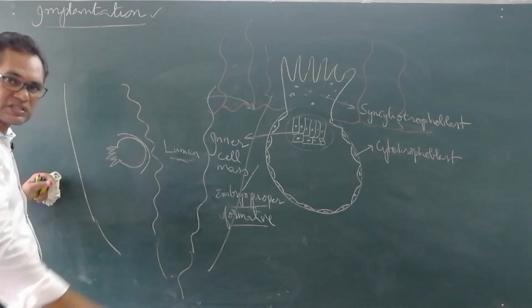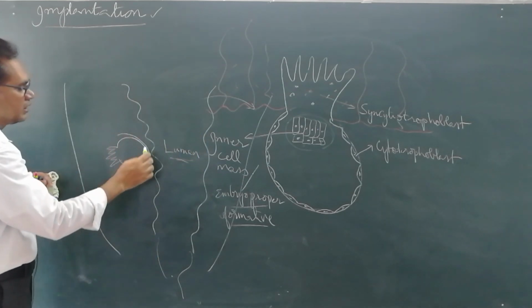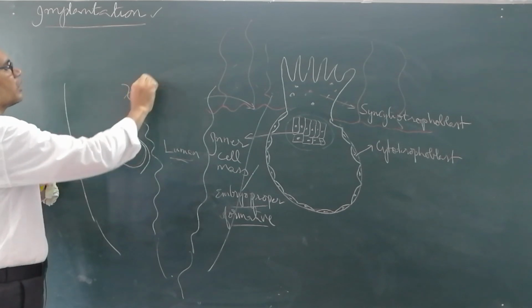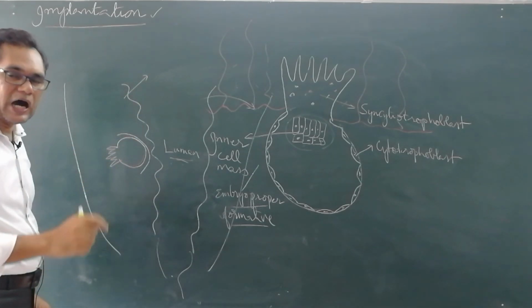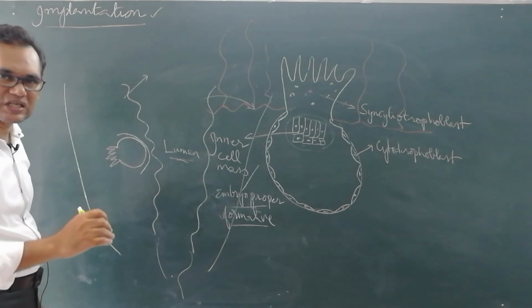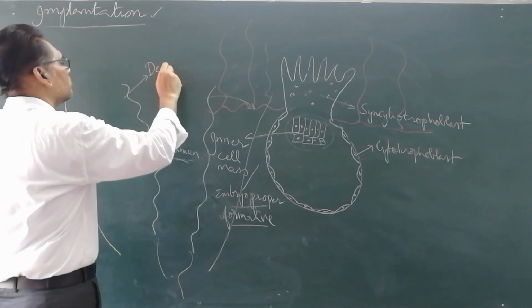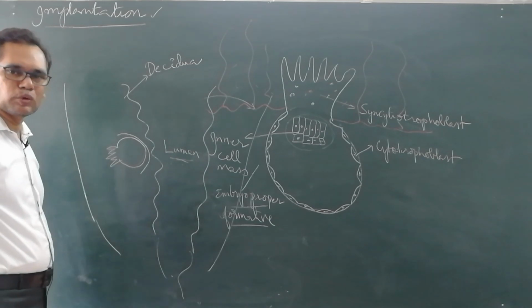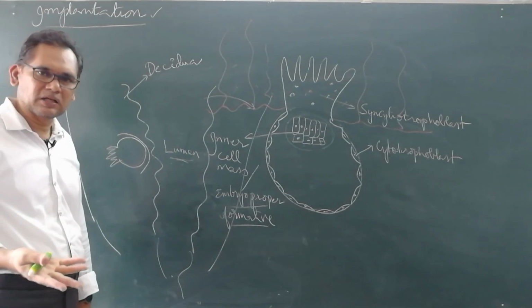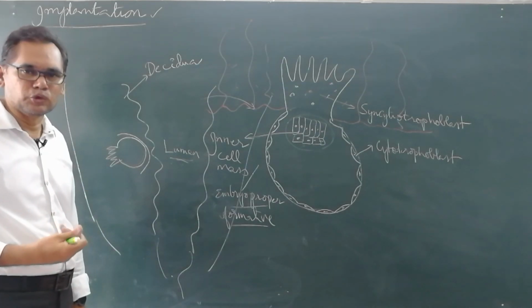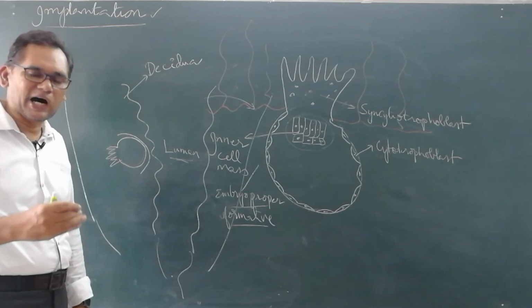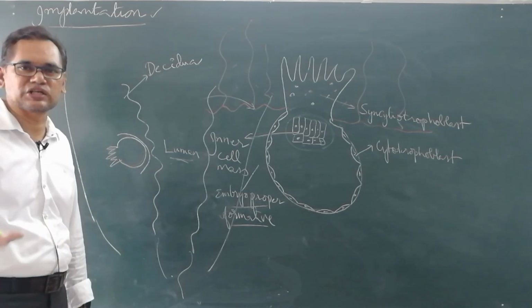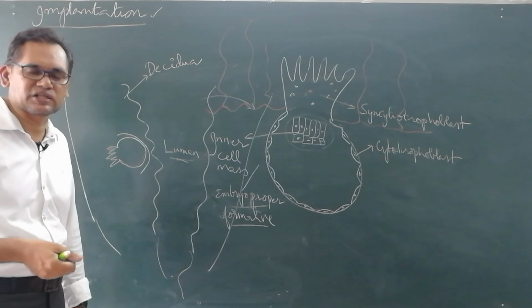The blastocyst has embedded inside, and this uterus is what we call, after implantation, the decidua. What is decidua? Decidua is nothing but the uterus. The uterus is called decidua after implantation. The name has changed. We have changed the name of the uterus.